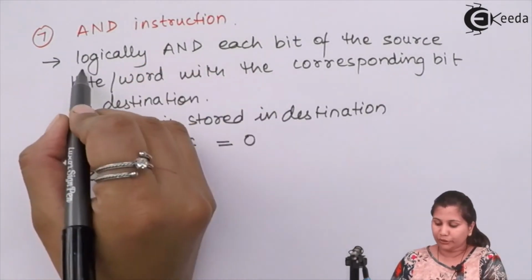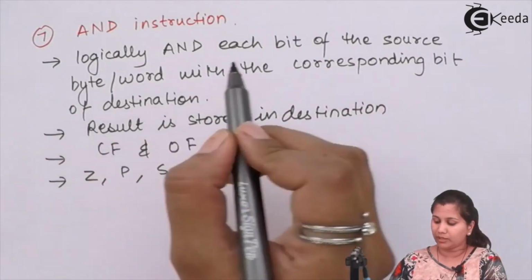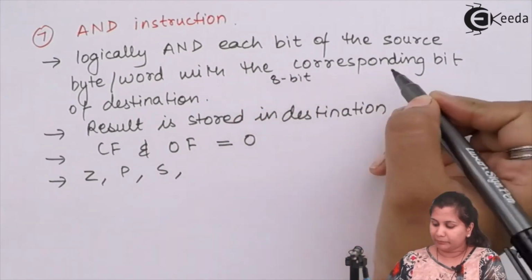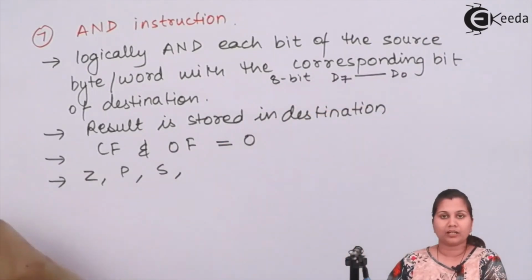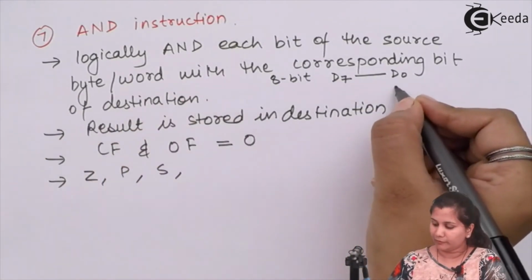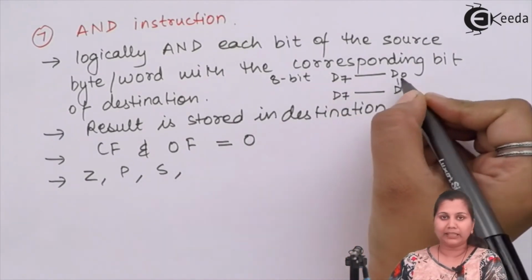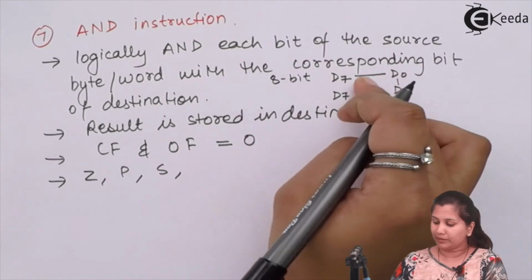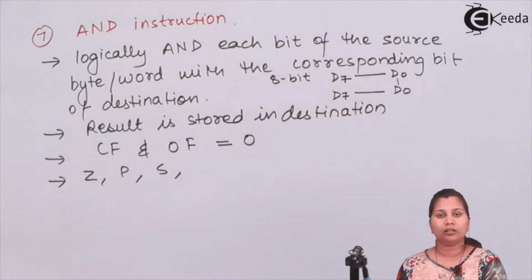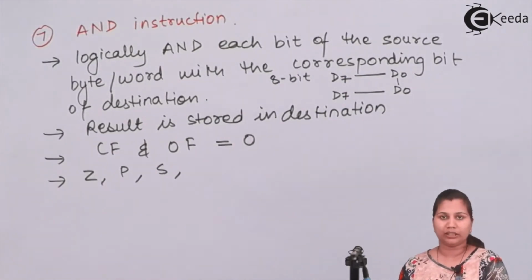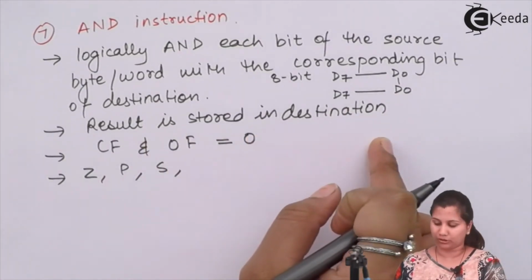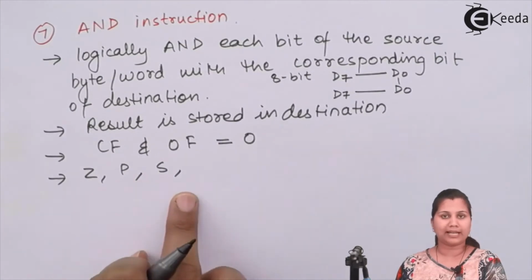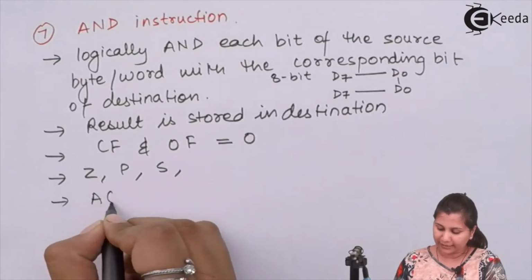So this AND instruction is going to logically AND each bit of the source byte or word with the corresponding bit of the destination. Suppose the source has 8-bit data from D0 to D7. The destination also has 8-bit data from D0 to D7. So every bit will be ANDed with each other. D0 of source will be ANDed with the D0 bit of the destination. Similarly, D7 will be ANDed with the D7 bit of the destination. So corresponding bits will be ANDed with each other, and the result is stored in the destination. Here the carry flag and the overflow flag are set to 0, and the zero flag, parity flag, sign flag will be affected, and the auxiliary carry flag is undefined.